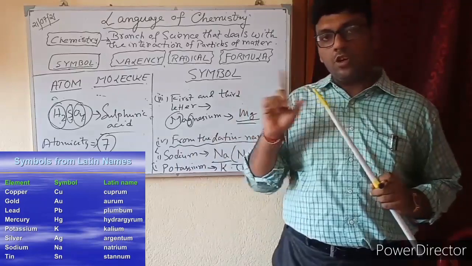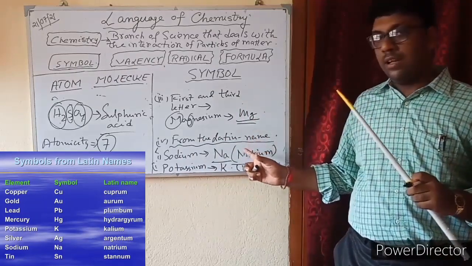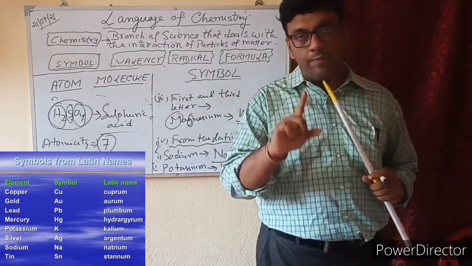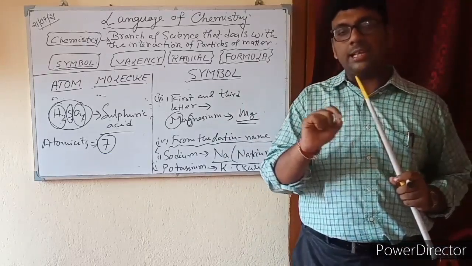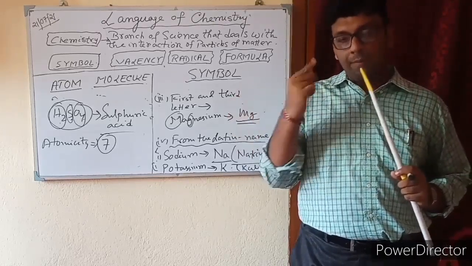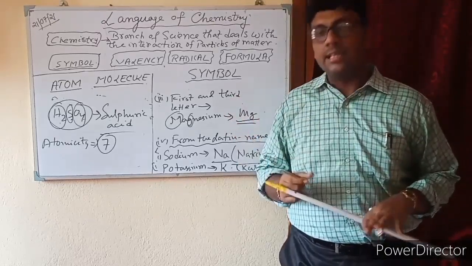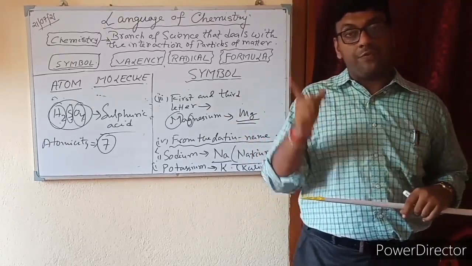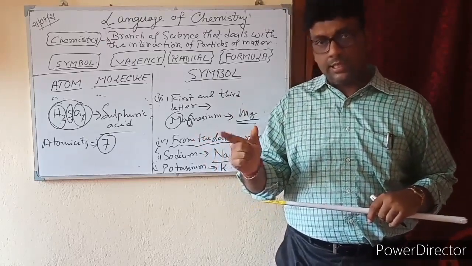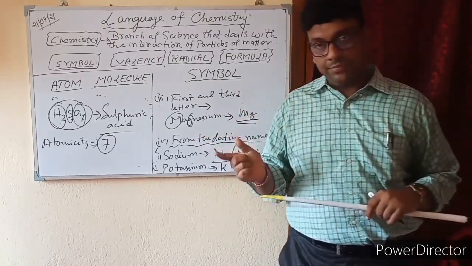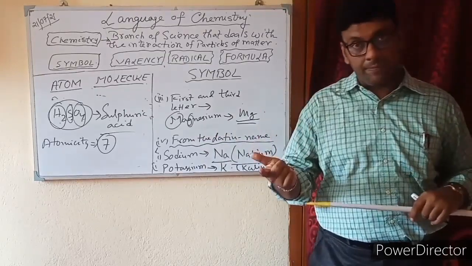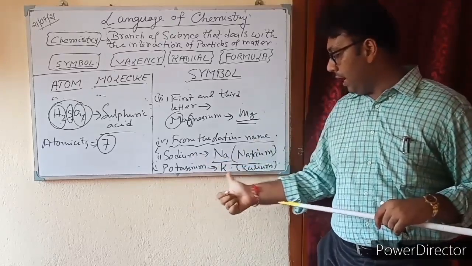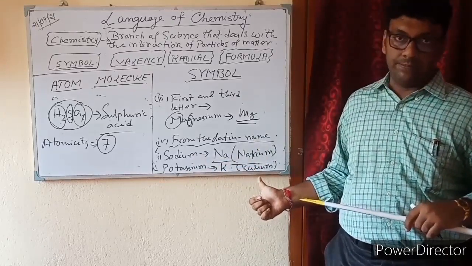So in detail you will get it in your book. The table is there about the symbol, and these are the 4 types. Again I am repeating. Number 1, first letter of the element, that is oxygen, O. Number 2, first letter and second letter, that is calcium, Ca. Third one, first letter and third letter, that is magnesium, Mg. And the last one is from the Latin name, for example sodium, Na, natrium, Latin name; potassium, K, Latin name is kalium.